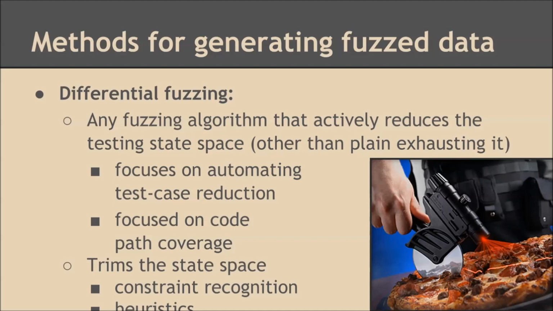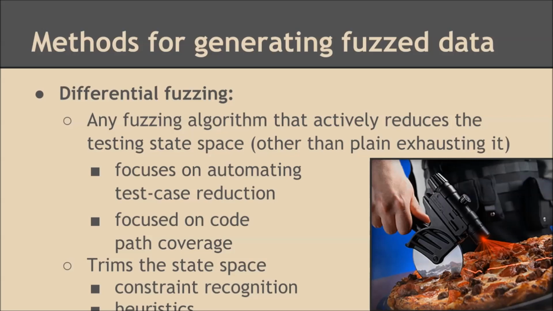So the next method we're going to cover, which also is very relevant to much of next time's lecture, is differential fuzzing. Differential fuzzing is the term for any algorithm that actively reduces the testing state space, as opposed to just plain exhausting it. So you could have a mutational fuzzer that takes X and just increments it by one over and over until it's the max or wraps around and exhausts the state space, right? That does nothing to actively reduce the number of test cases that you have to run. It just exhausts all of them.